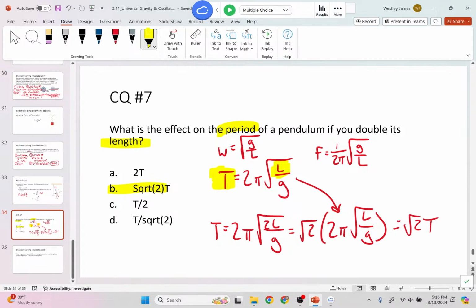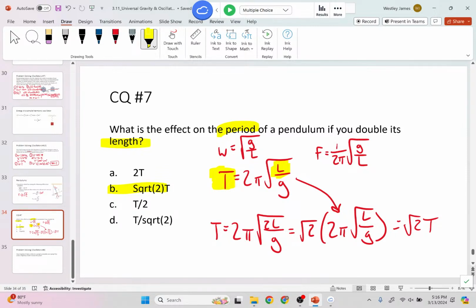So if I double the length, what happens to the time it takes? It goes up. How much does it go up by? Square root of 2 times your original. So if you have two swings and one is twice as long as the other one, the one that is twice as long will take square root of 2 times longer to do it.